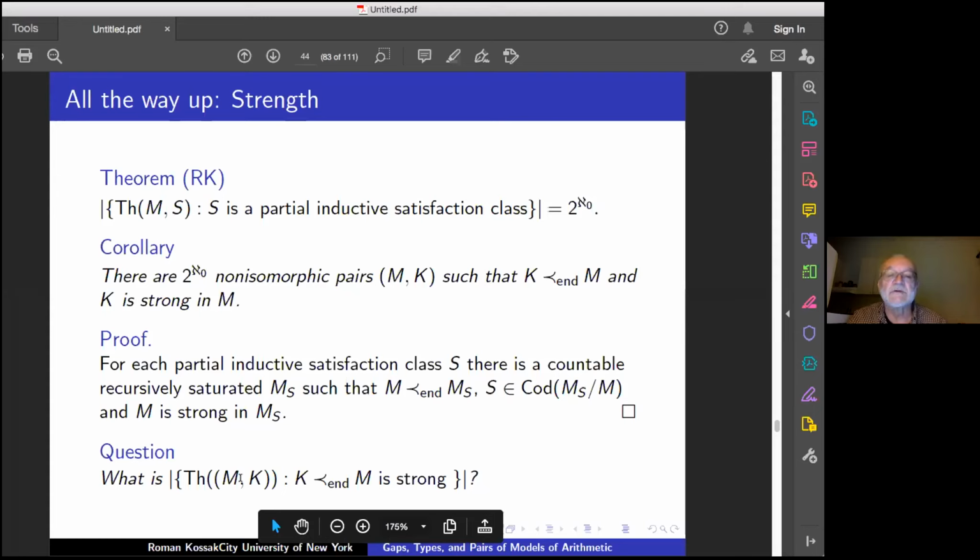I can prove it in the case of true arithmetic, because then you can use full inductive satisfaction classes and the argument works. But in general, it's at least open to me. I couldn't recall if this is something that's been done somewhere. So this seems to be an open question.